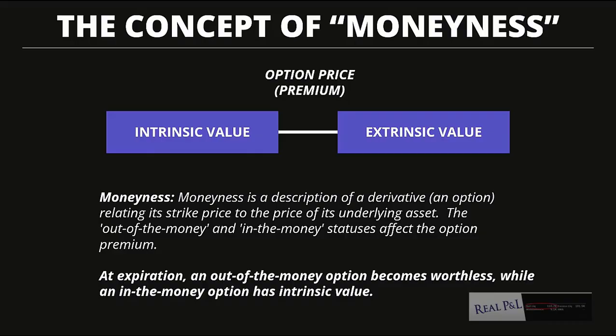Right now, it's important to quickly revisit and bring up the concept of moneyness. Moneyness is a description of a derivative such as an option relating its strike price to the price of its underlying asset. The out-of-the-money and in-the-money status affect the option premium. At expiration, an out-of-the-money option becomes worthless, while an in-the-money option has only intrinsic value.